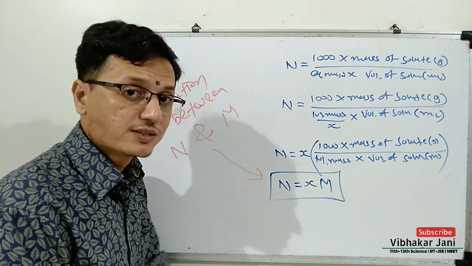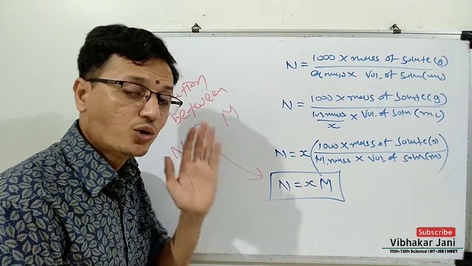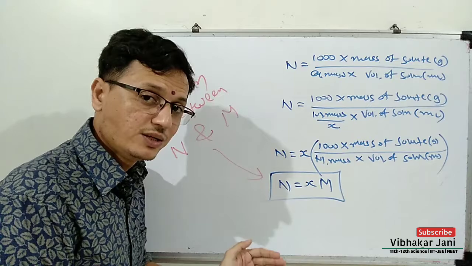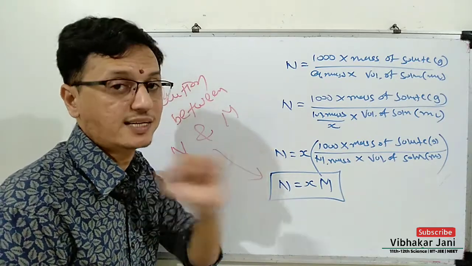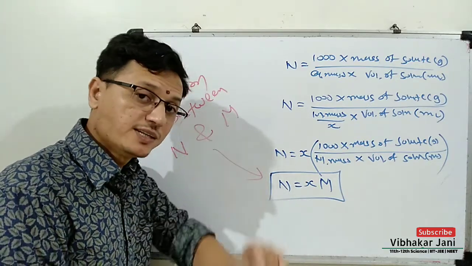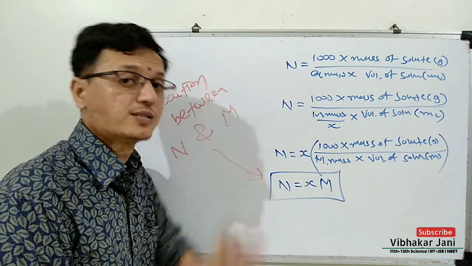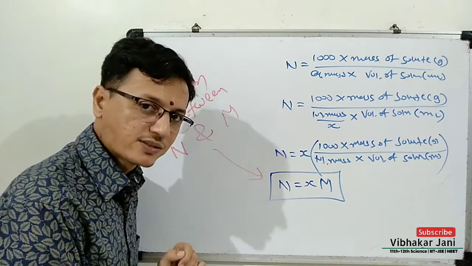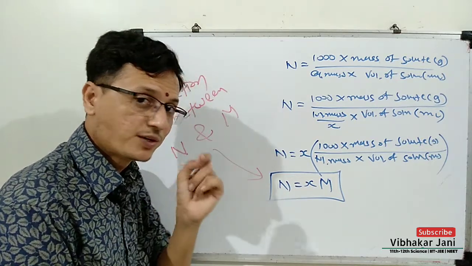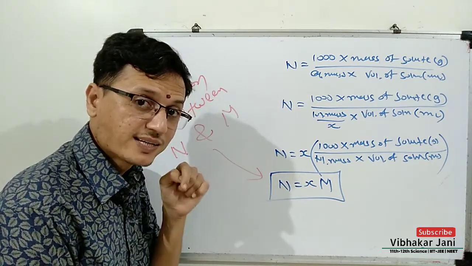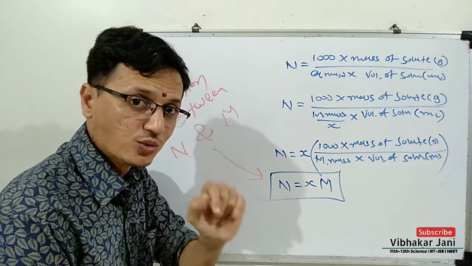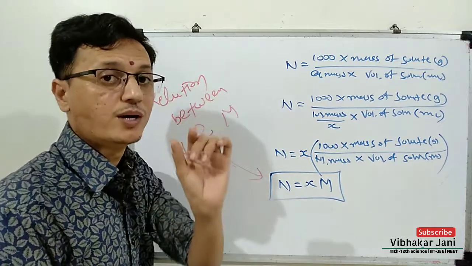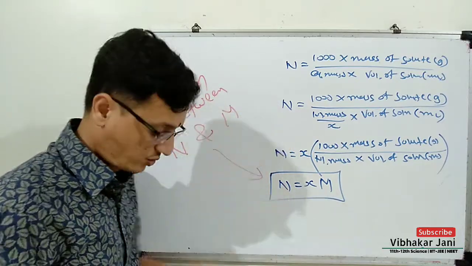Suppose in our previous question, the normality of H2SO4 was asked to find, and we derived the normality. It was 1.66 normal. If somebody asks what will be the molarity of that sulfuric acid solution, so molarity is equal to N divided by X, and N was 1.66. X for sulfuric acid is 2, so molarity of that sulfuric acid solution will be 1.66 divided by 2.